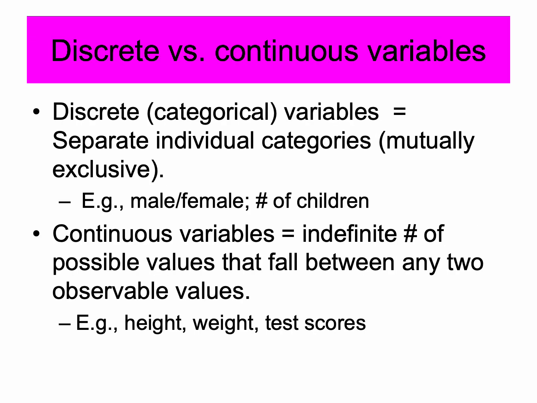Right, we have discrete variables, and we also have continuous variables. Discrete variables, as I mentioned before, are also often called categorical variables. They are separate individual categories, meaning they're mutually exclusive. What that means is that you can't be in two categories at the same time. If you're looking at age, for example, you can be in the 8-year-old category, or you can be in the 10-year-old category, but you can't be in both at the same time.